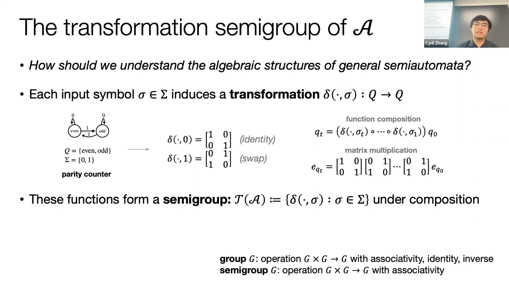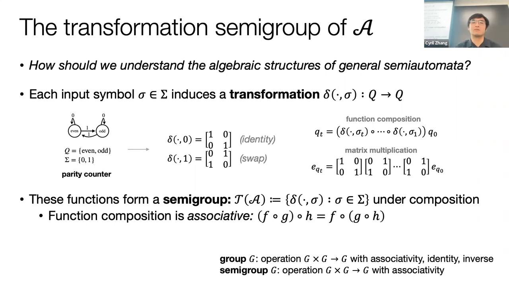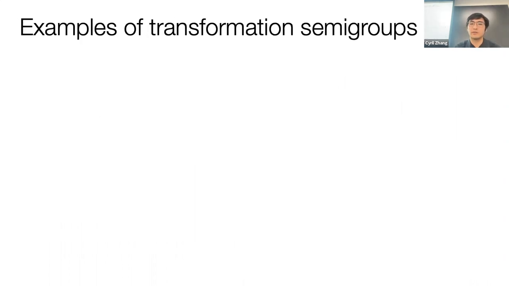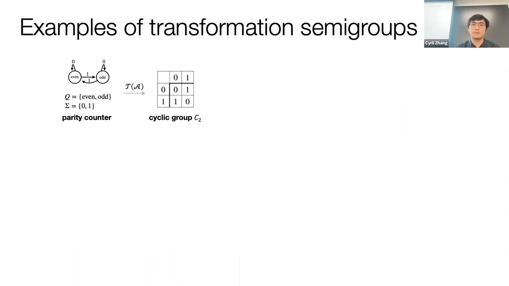Okay, so the thing to notice here is that this is a very general definition, but these functions do satisfy one axiom, the axiom that a semigroup needs to have, which is associativity, right? It doesn't matter in what order we associate a function composition. And I guess some program of algebraic automata theory is to understand an automaton by its transformation semigroup. So I'll give some examples. For the parity counter, as we already discussed, this is the cyclic group of order two.